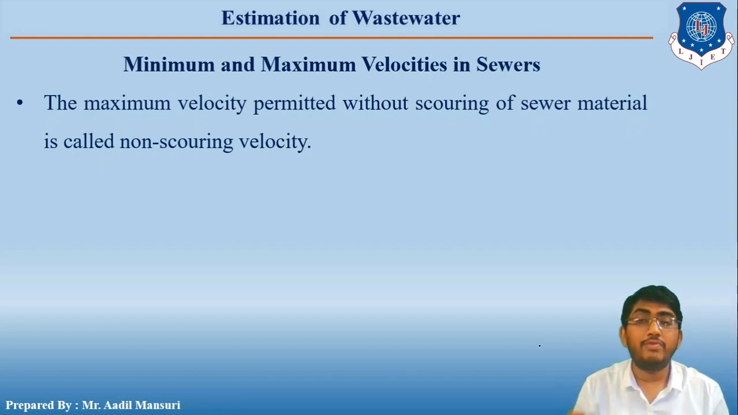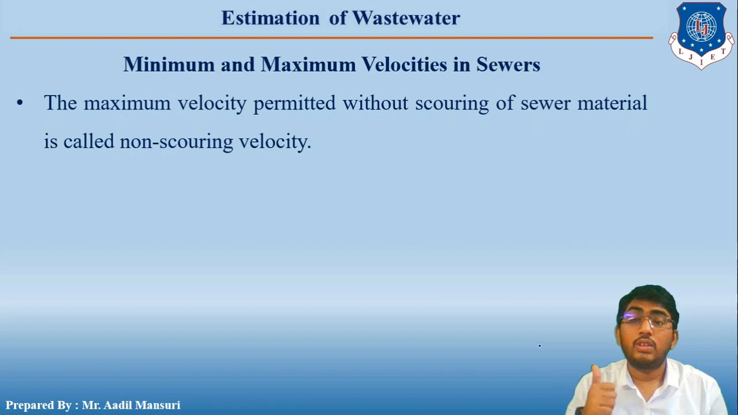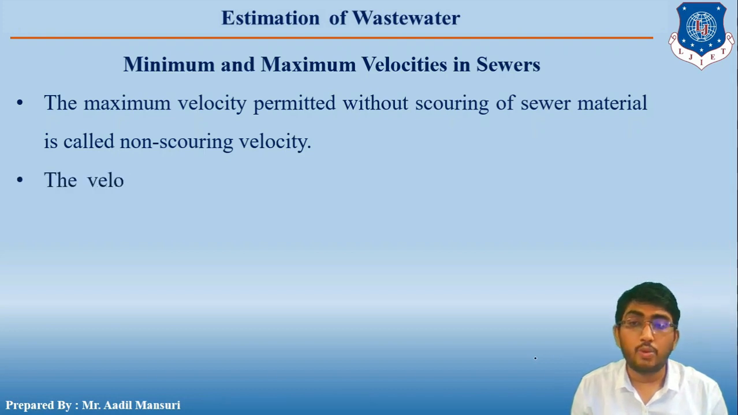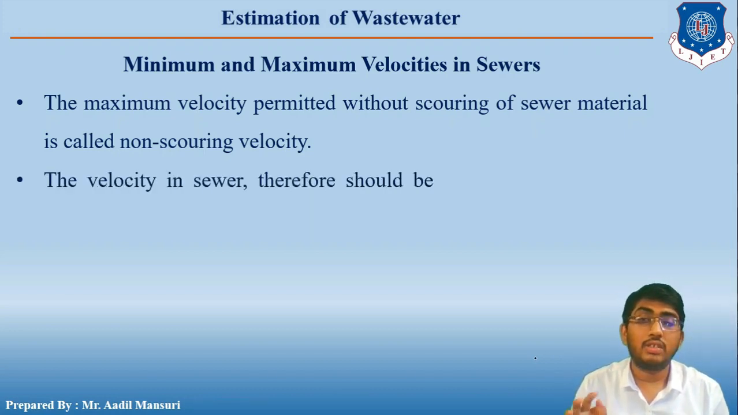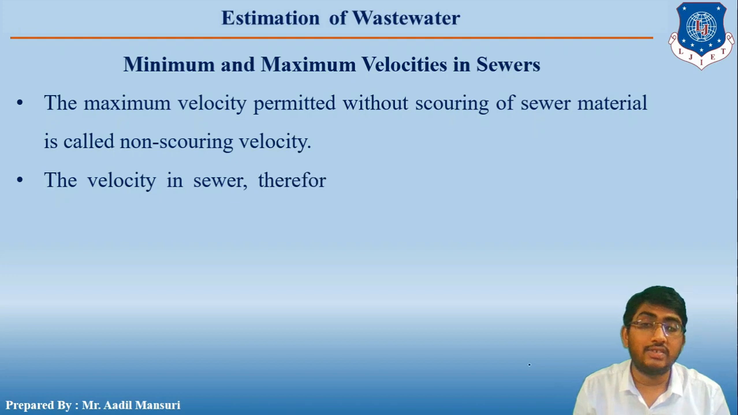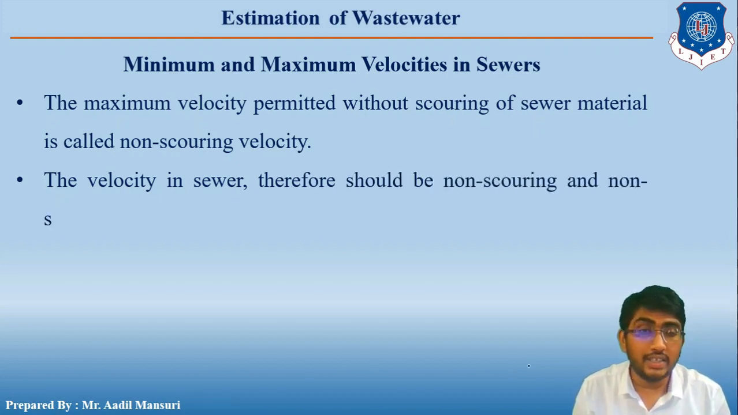So the velocity of flow should not be such that it allows particles to settle at the bottom, and the velocity of sewage should not be so high that it scours away the sewer material. The maximum velocity permitted without scouring of sewer material is known as the non-scouring velocity. And the velocity in a sewer therefore should be non-scouring and non-silting.